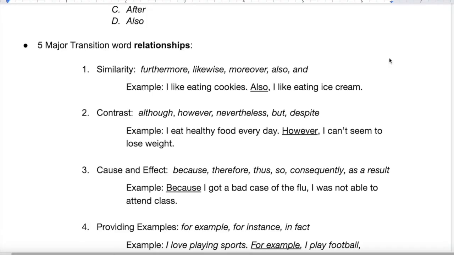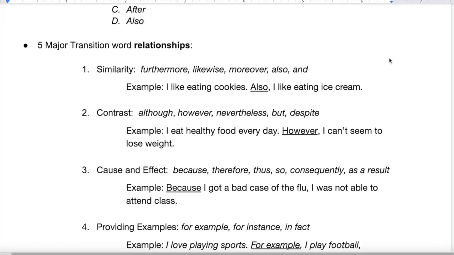For the other contrast transition words, you might have to rearrange the sentence a little bit differently. You could say, I eat healthy food every day. Despite this, I can't seem to lose weight. Okay, that'd be fine. Or if it were one sentence, you could say, I eat healthy food every day, comma, but I can't seem to lose weight. That would work fine. Nevertheless would work in there as well in place of however.